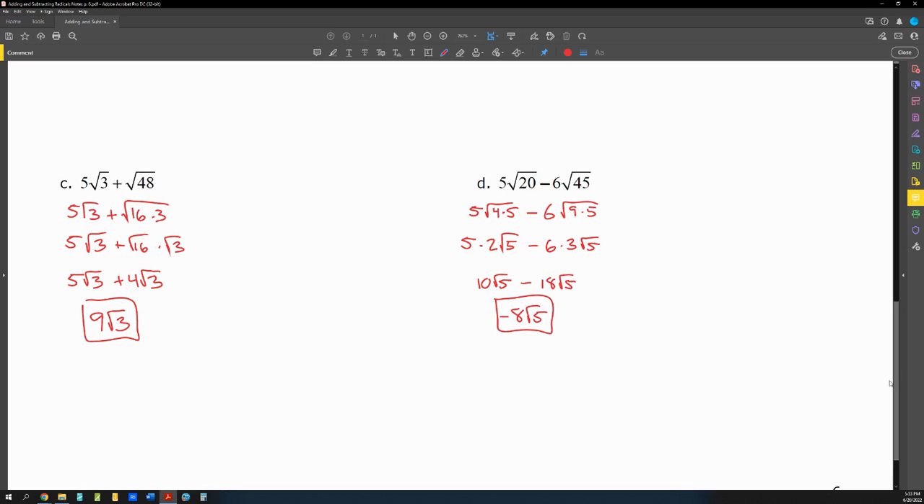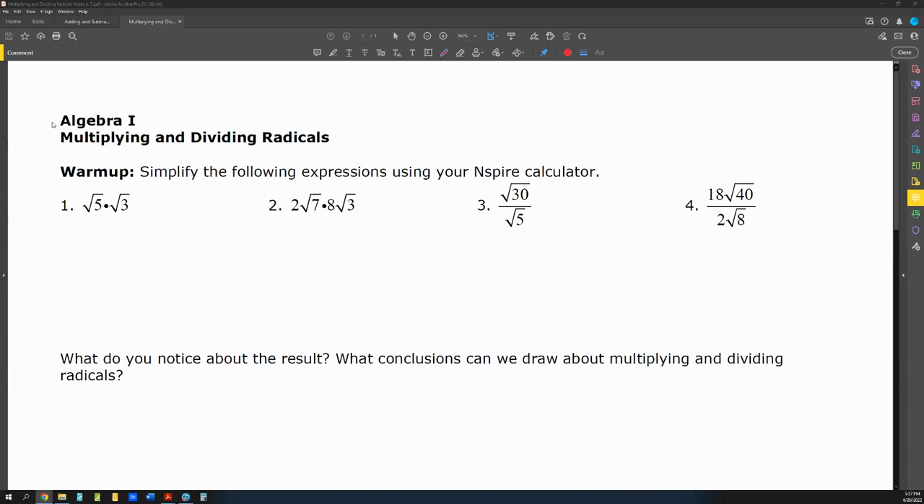All right. Now let's take a look at multiplying and dividing radicals. So to start, let's go ahead and simplify the following expressions using the TI Inspire calculator. So for number 1, here we have the square root of 5 times the square root of 3.